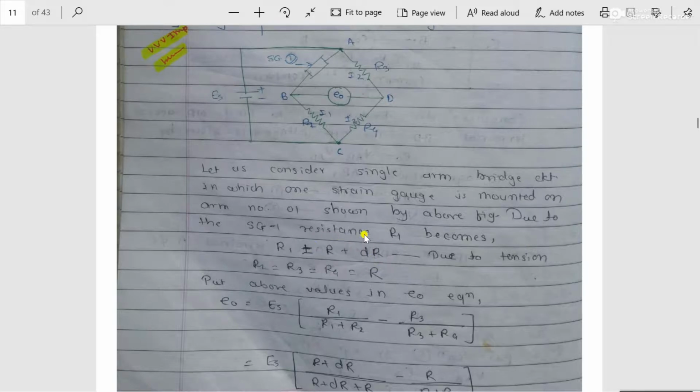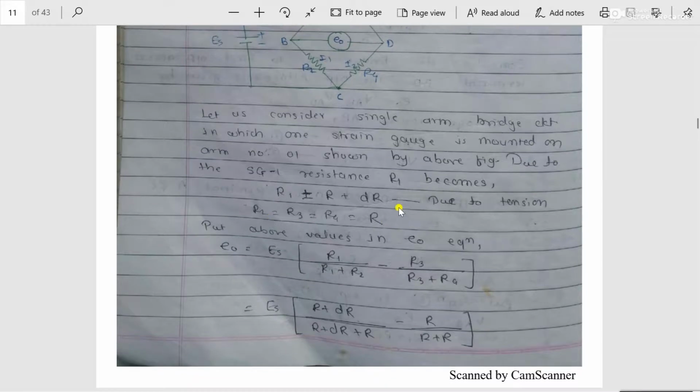Here I have added R and delta R because strain gauge 1 is subjected to tension. But what about the other resistors? The other resistors are constant. Therefore, R2 is equal to R3 is equal to R4 is equal to capital R. Even if load is applied, the resistances of R2, R3 and R4 remain constant, because they are fixed resistors. Therefore, the second condition is that R2 is equal to R3 is equal to R4 is equal to capital R. These are the conditions I have to consider in the single arm sensitive bridge circuit.